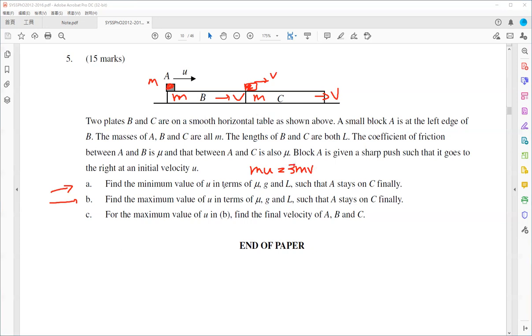Okay. So that's one formula. Another one, you need to use the energy. The initial KE equals the final KE, but there is an energy loss due to friction. So you need to add that part. So that is mu mg times L. Then you solve these two equations, then you finish part A.